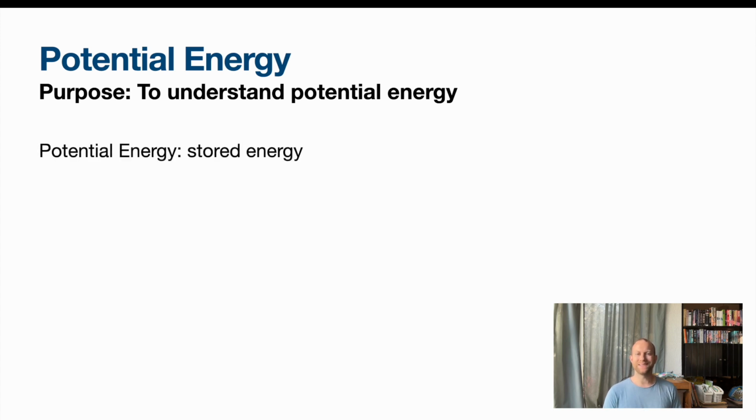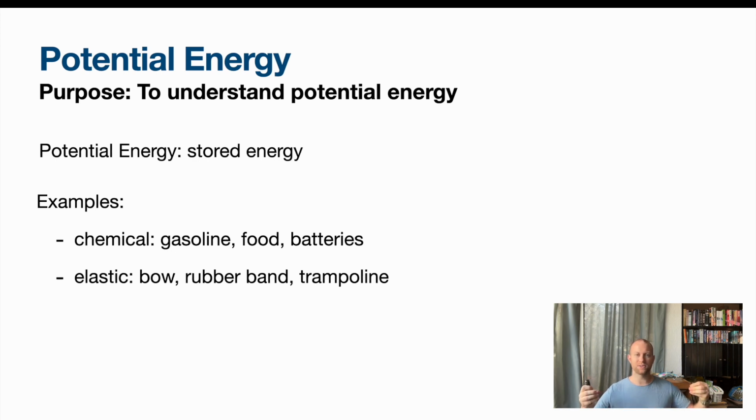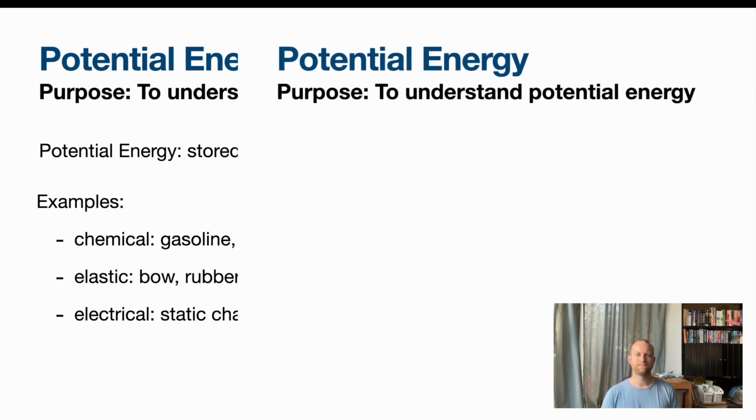Potential energy. This is simply a stored energy. There's a bunch of different examples of this. We've got chemical potential energy. This is like the gasoline you put in your car, food, batteries. Then we got elastic. This is like if you have a bow and arrow, rubber band, trampoline. This gives you elastic potential energy. So as I stretch a rubber band, it has the potential to snap and hurt. Electrical potential energy, this is like static charge. If you've ever gone to touch a doorknob or something and it shocks you, that is a potential stored energy in your body for releasing at some point.